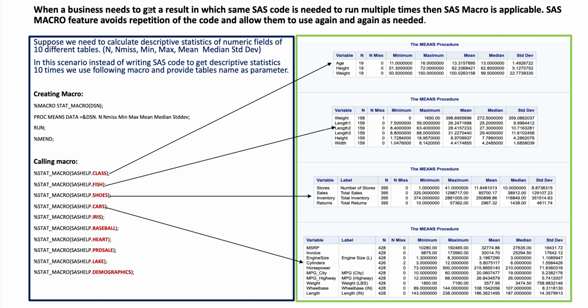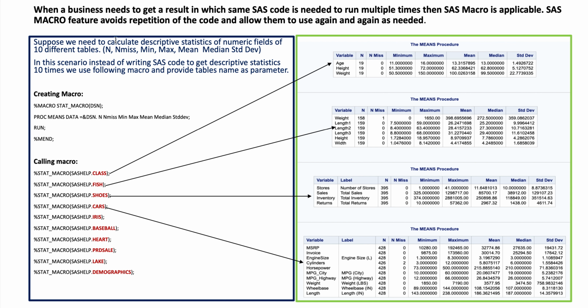When a business needs a result in which the same SAS code has to run multiple times, then a SAS macro is applicable. The SAS macro feature avoids repetition of the code and allows us to use it again and again as needed. We have a sample example here.